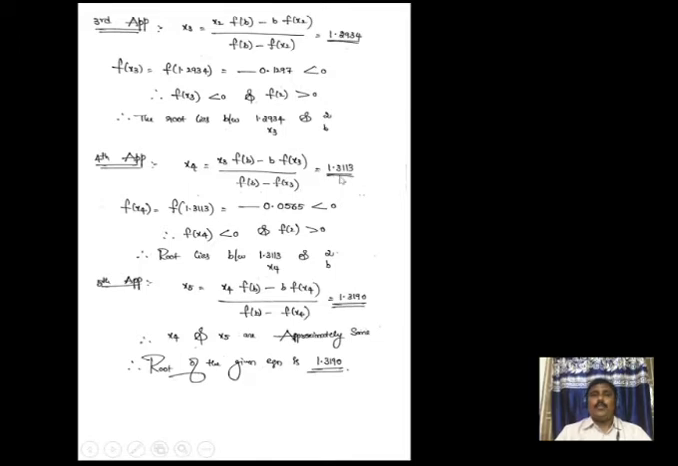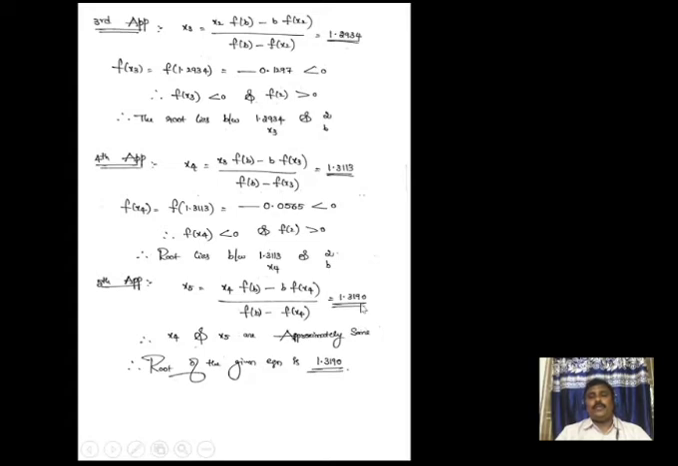So I have 1.3113. So f of x4 is less than 0. So I have to go for one step where f is greater than 0. So f of 2 is greater than 0. Therefore the root lies between x4 and b. So next I will go for the fifth approximation.